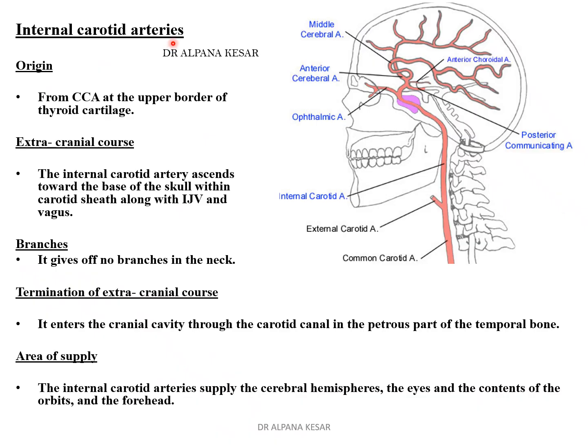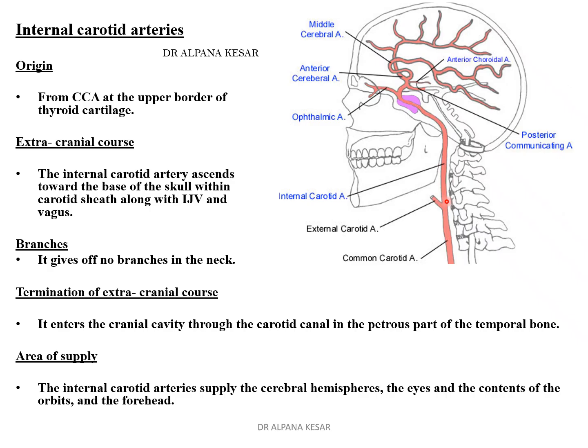Internal carotid artery. Internal carotid artery arises from the common carotid artery at the upper border of the thyroid cartilage. The extracranial course of the internal carotid artery: it ascends in the neck towards the base of the skull, enclosed within the carotid sheath along with the internal jugular vein and the vagus nerve. As it ascends through the neck, it gives no branches.